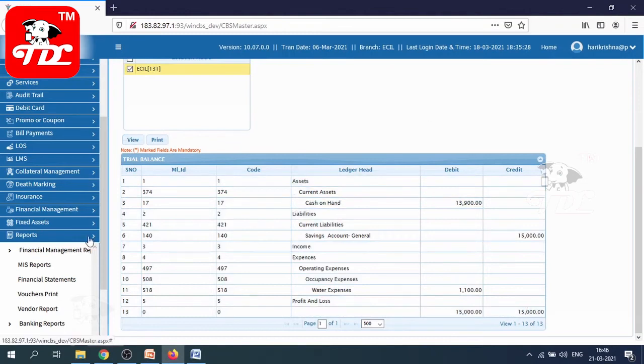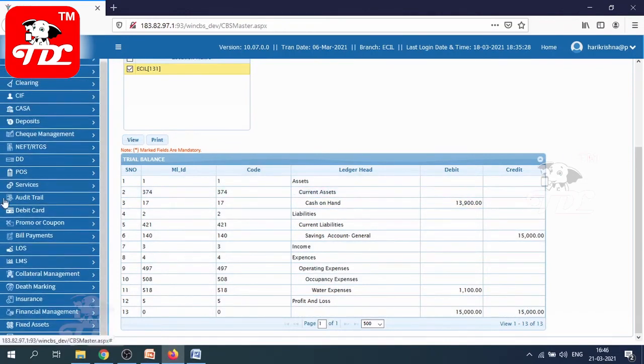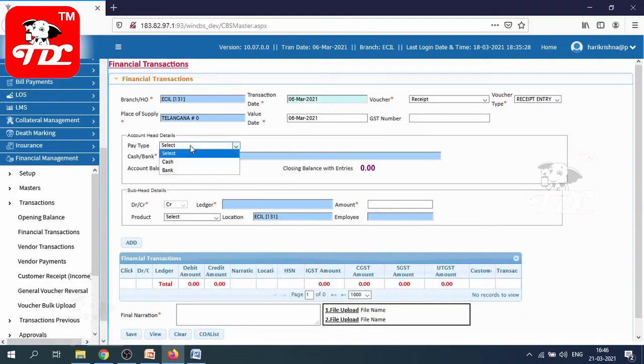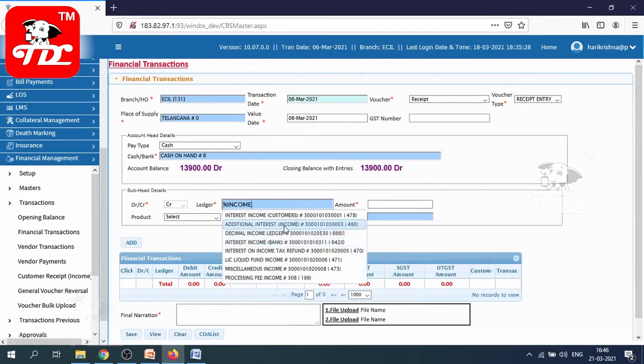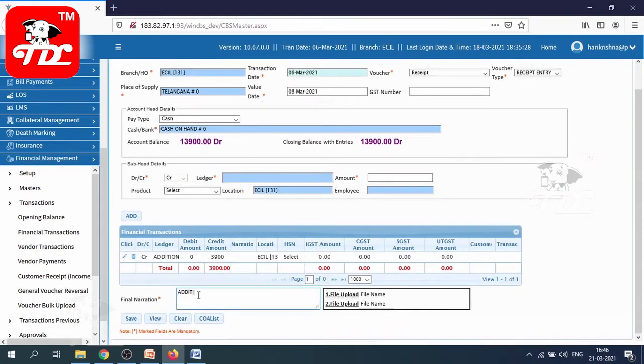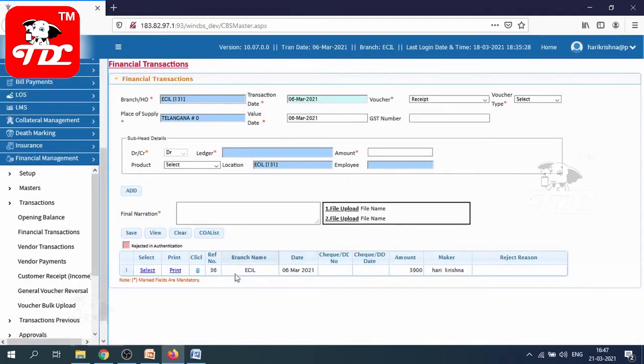Now we'll post an income. I'll post an income of 3,900 rupees. Income will be a receipt, so I'll post it as a receipt entry. Then for cash or bank, I'll select cash only. Previously 15,000 was there, now 13,900. The income is additional interest income received, 3,900 rupees, additional income received from customer. I'll save the transaction. Once the transaction is saved, it will go for authentication.